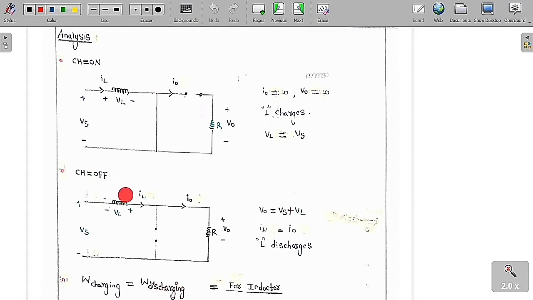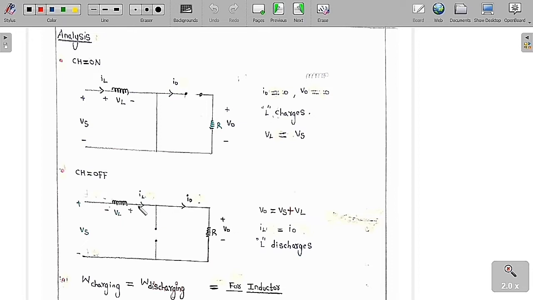When the chopper is off, in the previous case the inductor stored the energy, plus or minus VL and this IL. Now the chopper is off, which means it is open, so whatever energy is stored in the inductor should be released. So now the inductor is going to deliver the energy. The current in the inductor cannot change its direction instantaneously, so the voltage across the inductor is going to get reversed to deliver the energy. This is plus or minus VL. If you apply KVL in this loop, we get V0 is equal to Vs plus VL.